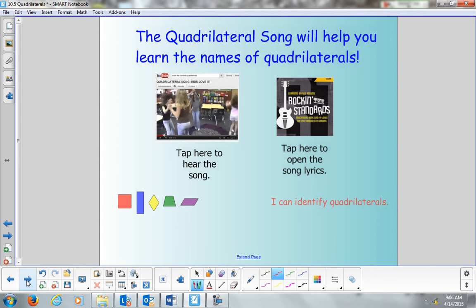All right, so we have a quadrilateral song. Let's see what that's all about.